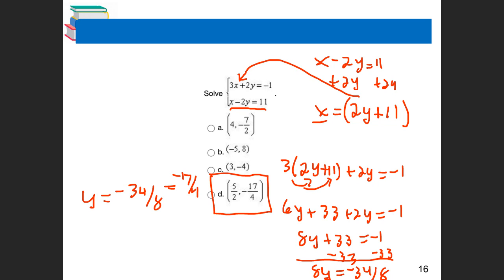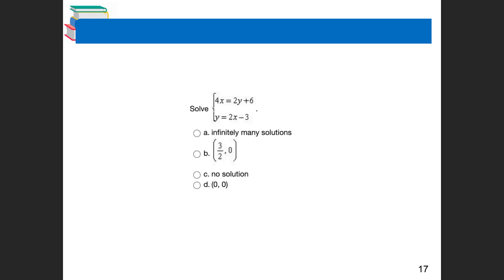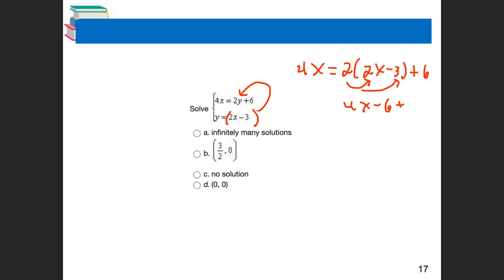All right, and then the last problem for this week on the practice is this one. It says 4x is equal to 2y plus 6, and y is equal to 2x minus 3. So I know what y is equal to, so I'm going to use that. I'm going to plug that 2x minus 3 wherever I see y in the first equation. So I'm going to plug it right there. So I've got 4x is equal to 2 times 2x minus 3 plus 6. I'm going to multiply through here. So that gives me 4x minus 6 plus 6 equals 4x.